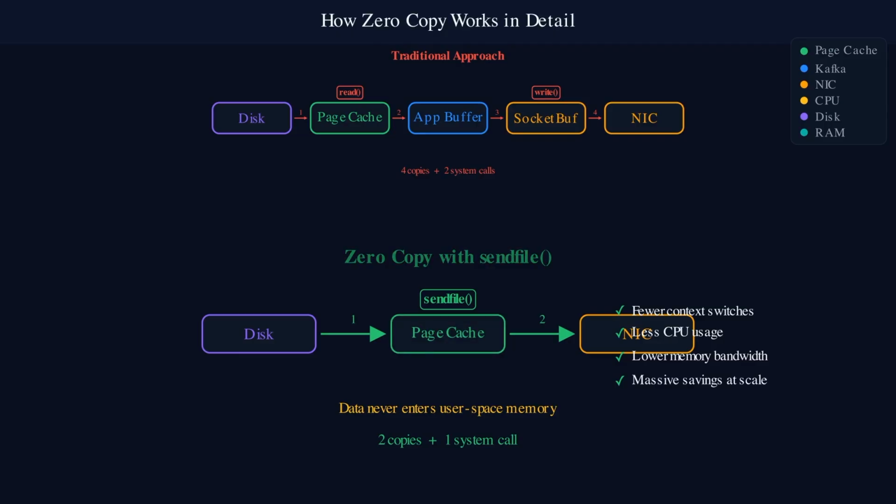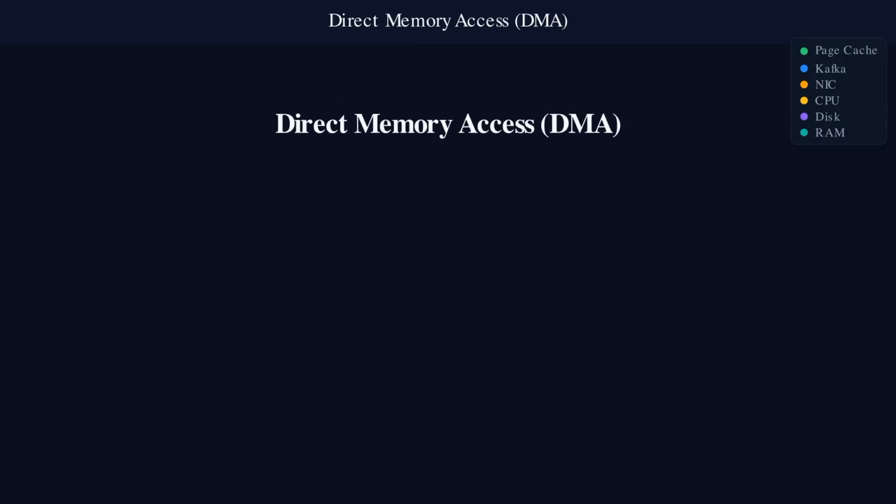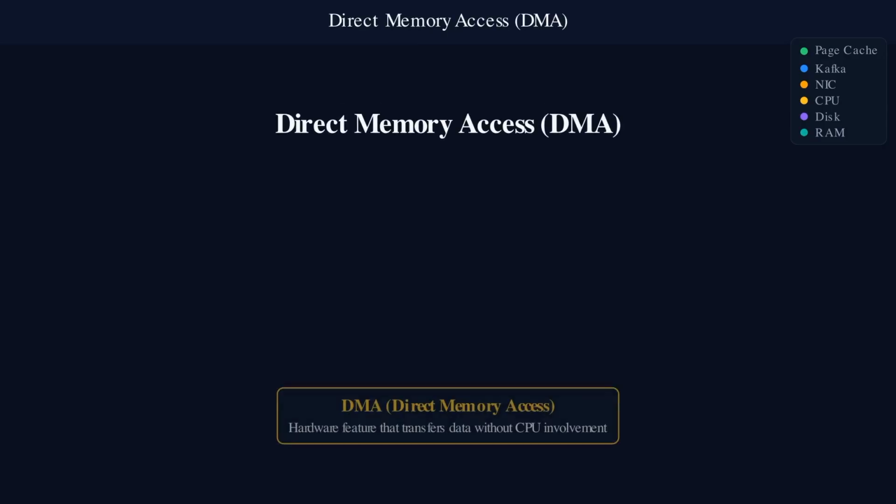This means fewer system calls, fewer context switches between user and kernel mode, less CPU usage, and significantly less memory bandwidth consumed. For a system like Kafka that moves terabytes of data daily, these savings are enormous. With zero copy in place, modern hardware takes efficiency even further through direct memory access, or DMA.